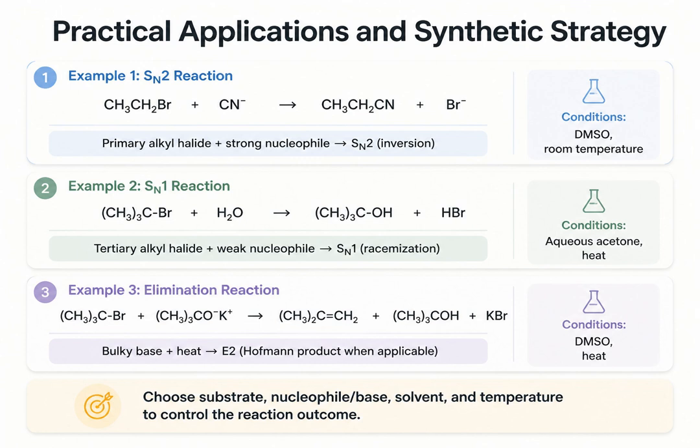For a tertiary alkyl halide like tert butyl bromide, water acts as a weak nucleophile in aqueous acetone, giving SN1 with a mixture of stereoisomers. If we want elimination instead, we use a bulky base like potassium tert butoxide in DMSO with heat to force E2. The key is matching your substrate structure, nucleophile strength, solvent polarity, and temperature to achieve your desired outcome.